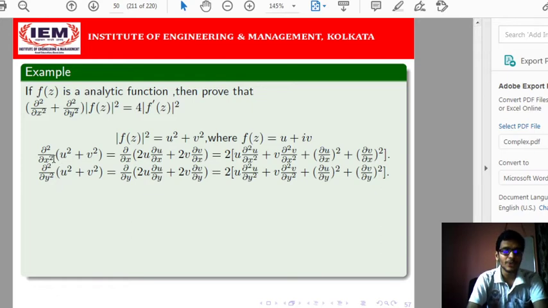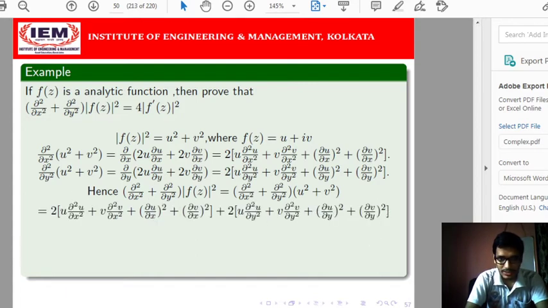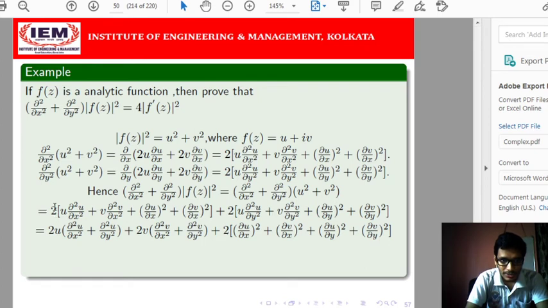Similarly, if we do the differentiation of u square plus v square with respect to del 2 del y2, then I will get this term, just with x replaced by y. Then I need to add them, because I need to find the value of del 2 del x2 plus del 2 del y2 of mod fz whole square. So I need to combine both these terms. If I combine this, I will get this. From that, if I take 2u common, I will get this term plus, from here, this term. If I take 2v common, then I will get this term plus this term.